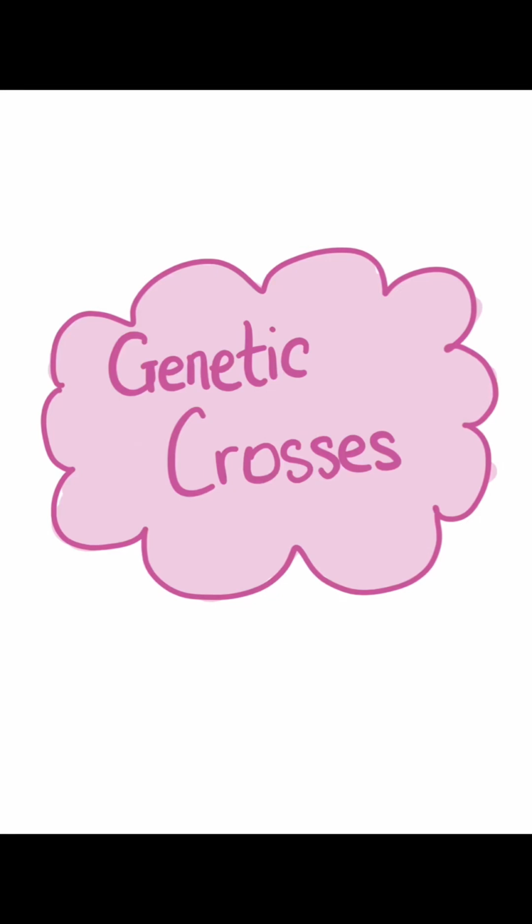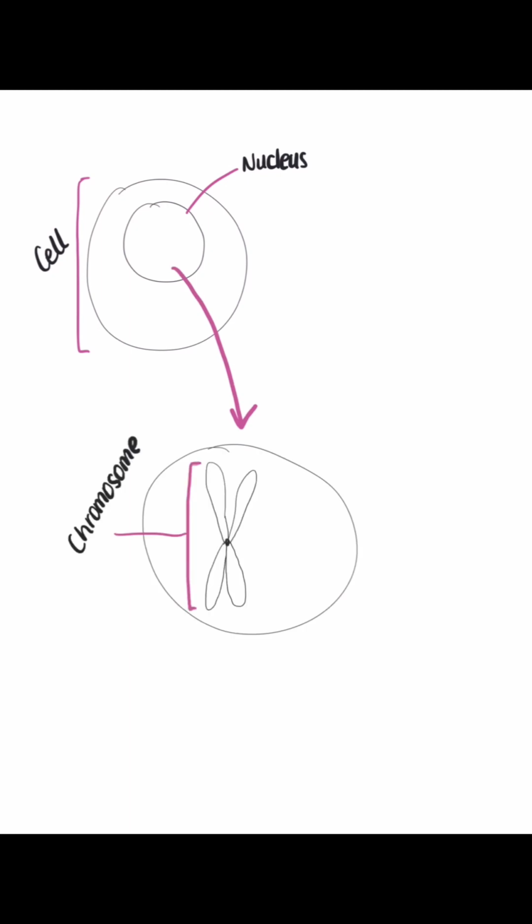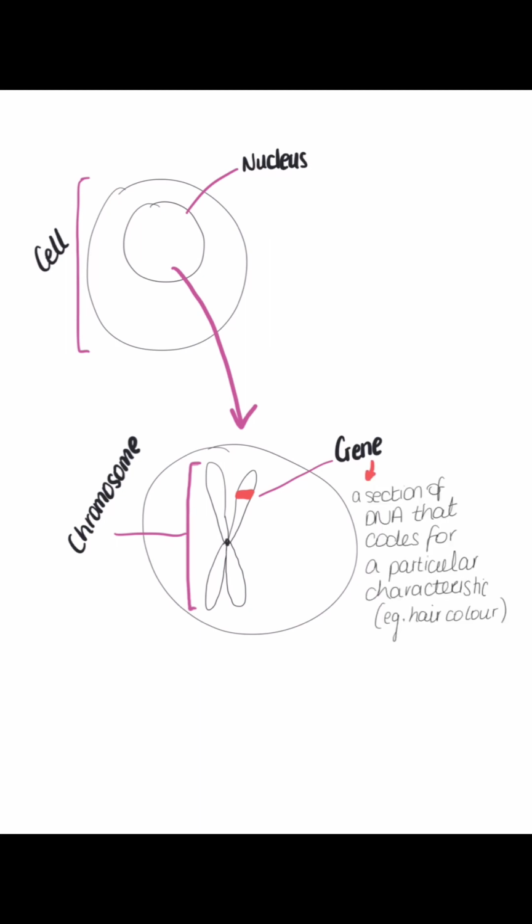This video will look at some basic theory for genetic crosses. Before we go any further, I think it's important to discuss that this image here represents the cell, and inside the cell you have the nucleus. If you were to take a closer look inside the nucleus, you would find the chromosomes. On the chromosome then, you have a section of DNA that codes for a particular characteristic, such as hair colour, eye colour, etc. This section is called a gene.